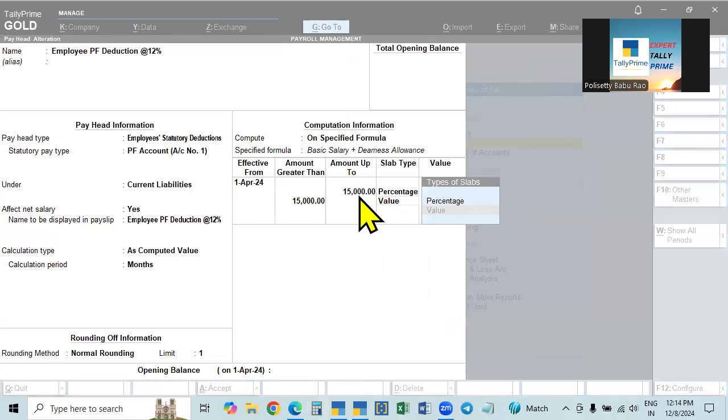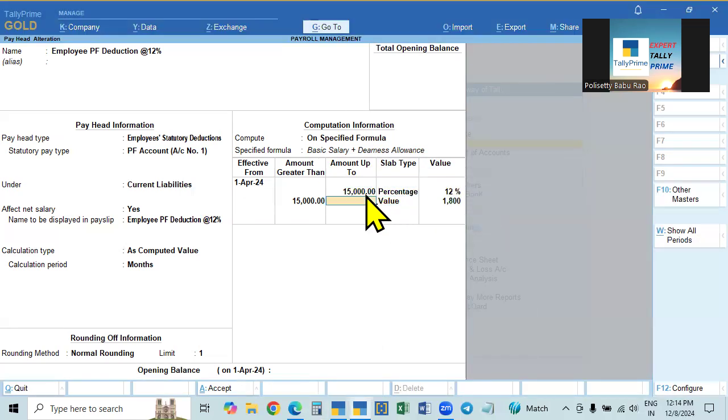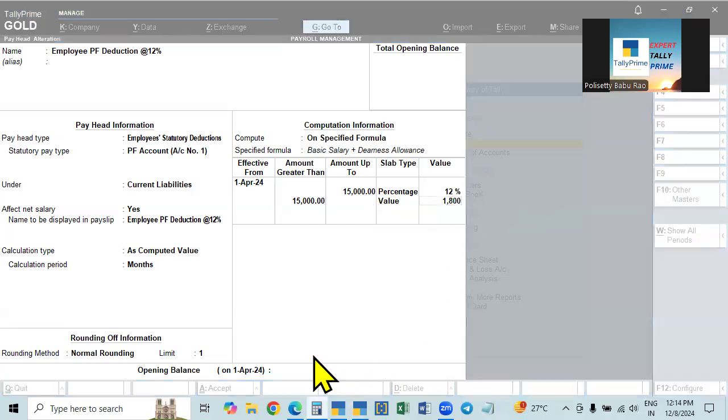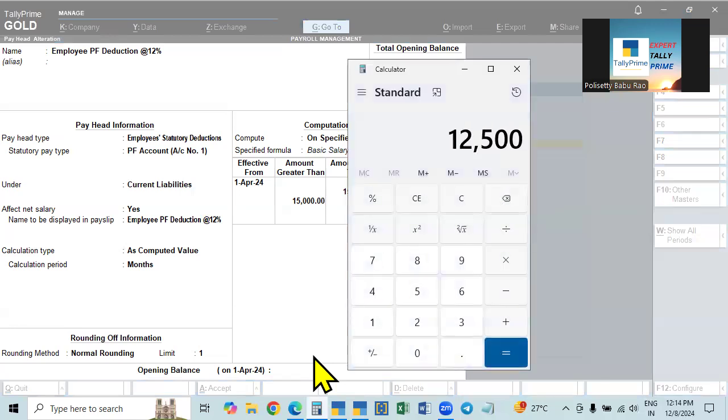So if the salary, meaning these two together, is more than 15,000, then we will not calculate a percentage. Just take it as a lump sum amount of 1,800 rupees. That's why it is called a value. Value means amount, percentage means calculation. If the salary is, suppose, 12,500, we will calculate 12%, and that amount will be 1,500. If it is 15,000, 12% will be 1,800.